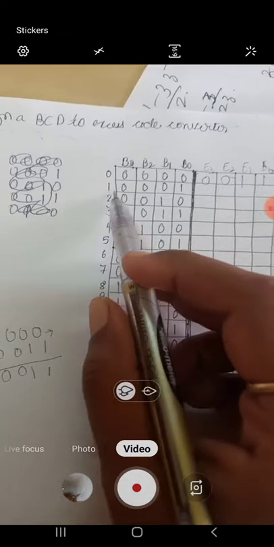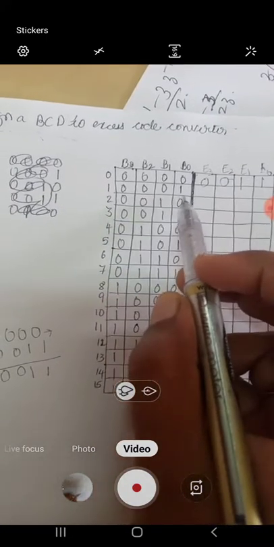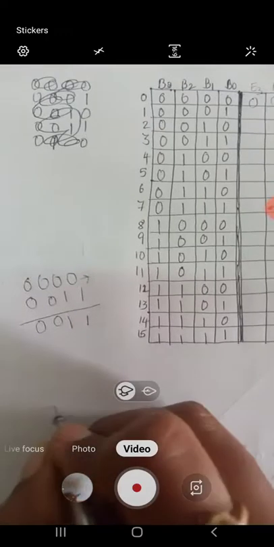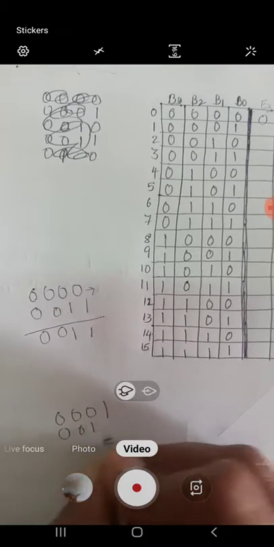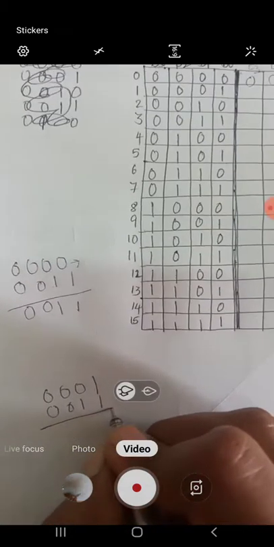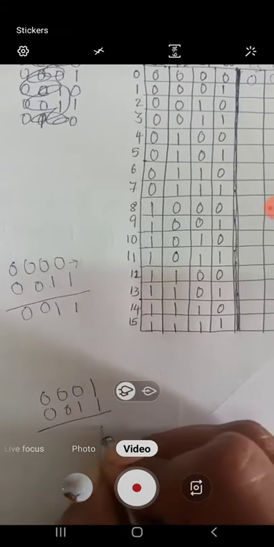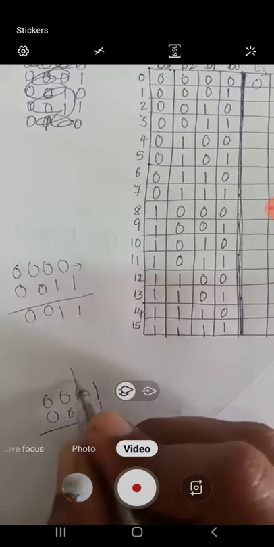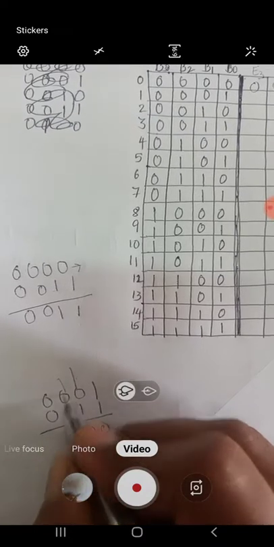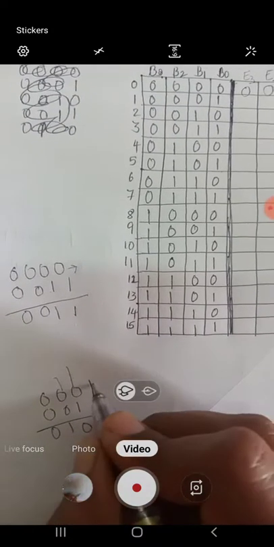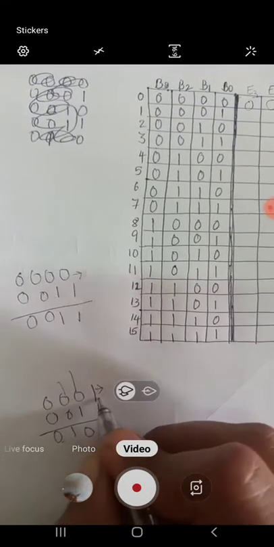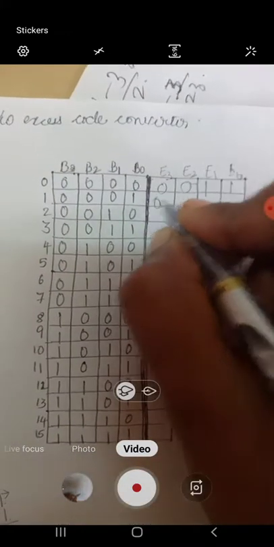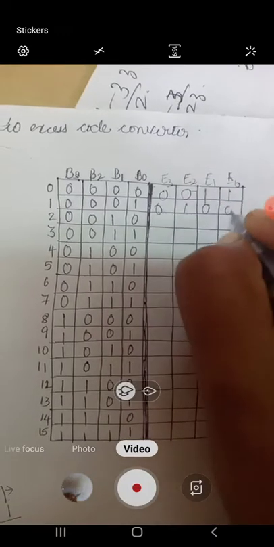Similarly, take decimal 1. What is the value? You have 0 0 0 1. I need to add 3 to this, 0 0 1 1. This is binary addition. 1 plus 1 is 0 with a carry of 1. I hope you all know this. So the carry of 1 goes to the next place, giving 0 1 0 0. Let us fill in these values: 0 1 0 0.